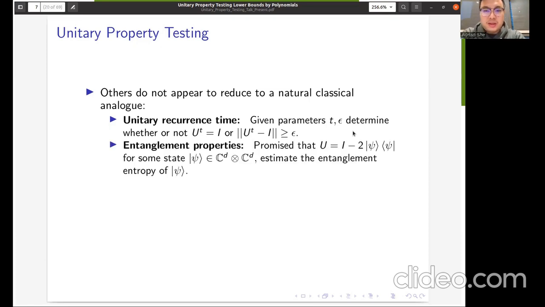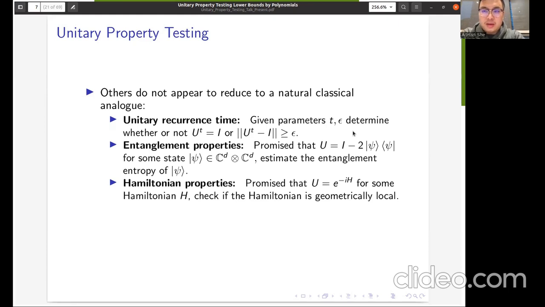Another example is testing entanglement properties, where it is promised that U is a reflection about some quantum state in C^d tensor C^t. We would like to find some way to estimate the entanglement entropy of that state. Again, entanglement properties and entanglement entropy are very natural to study in the context of quantum physics and chemistry.